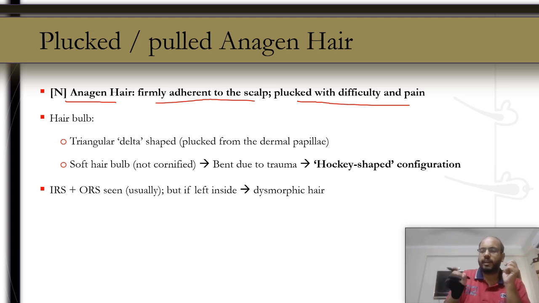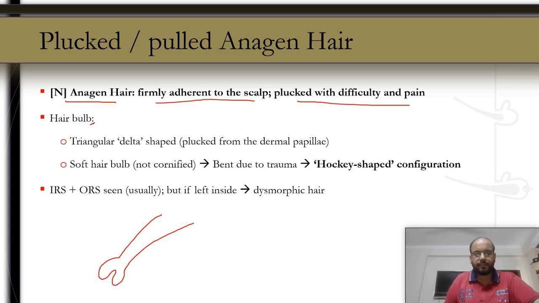In telogen hair, the hair bulb is already undergoing destruction. The nerve endings are also suppressed. It easily comes out. There is no pain or minimal pain. The hair bulb is triangular or delta shaped. Delta means that we know that in normal growing hair, the hair bulb is like this.